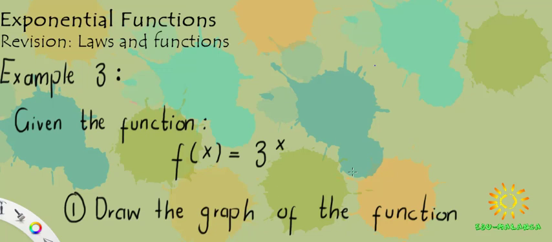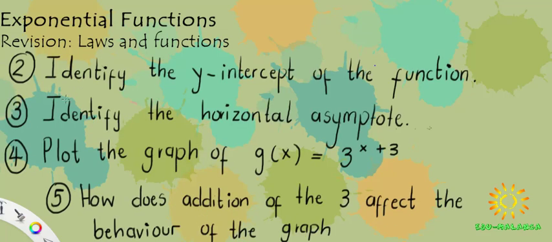In example 3, we're given the function f of x is equal to 3 to the power of x, and we're told to: 1. Draw the graph of this function. Then we're asked to identify the y-intercept of the function. Question 3 asks us to identify the horizontal asymptote of this function. We're then asked to plot the graph of g of x now, which is 3 to the power of x plus 3, and we're asked to determine how the addition of this 3 affects the behavior of the graph. It's a lot to do. We'll do it step by step.